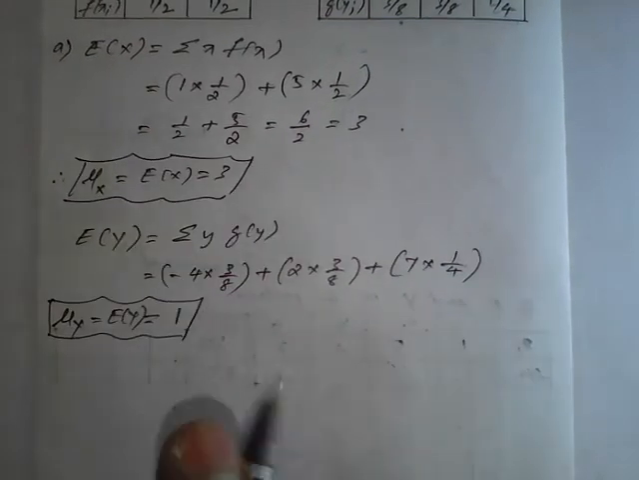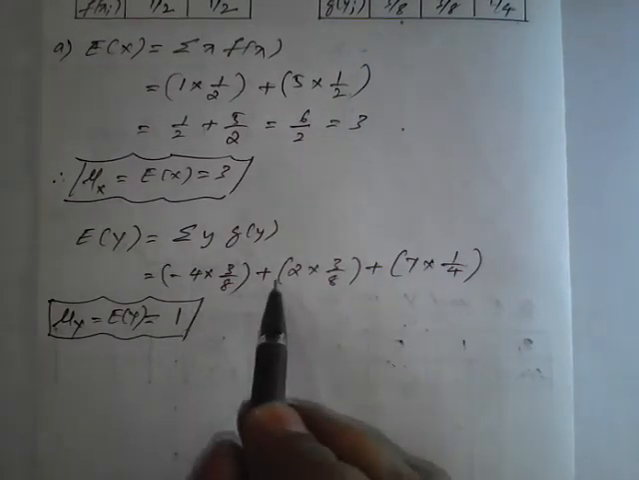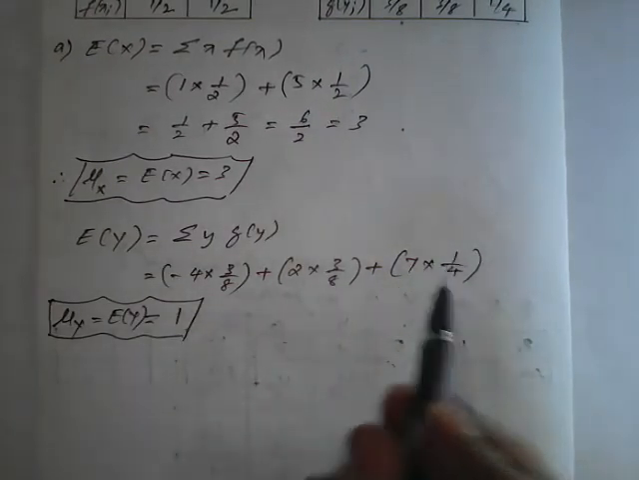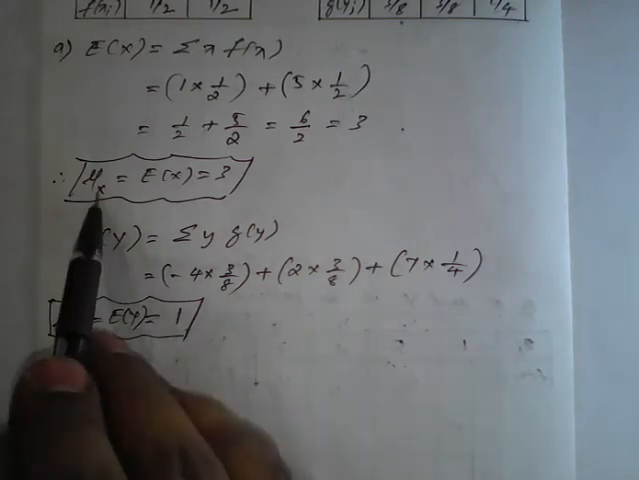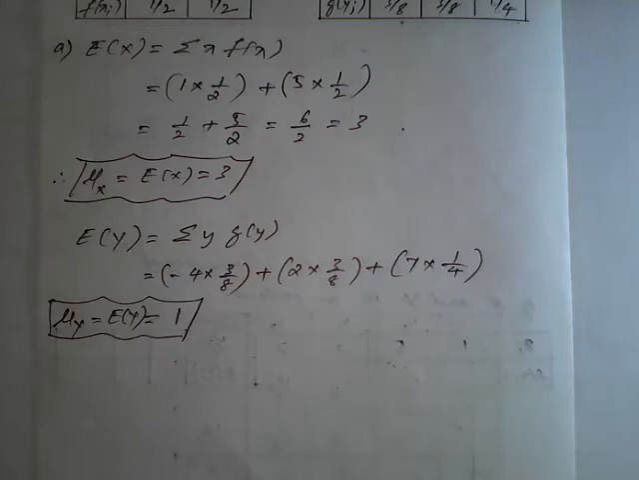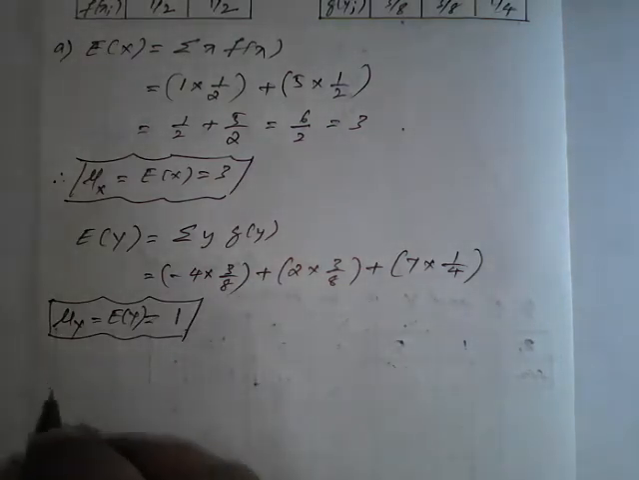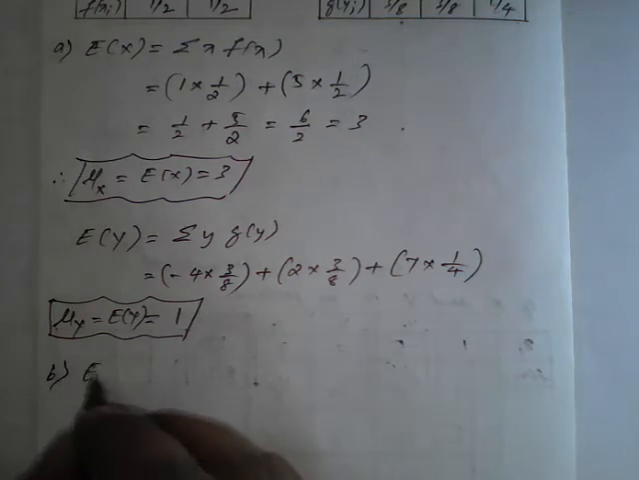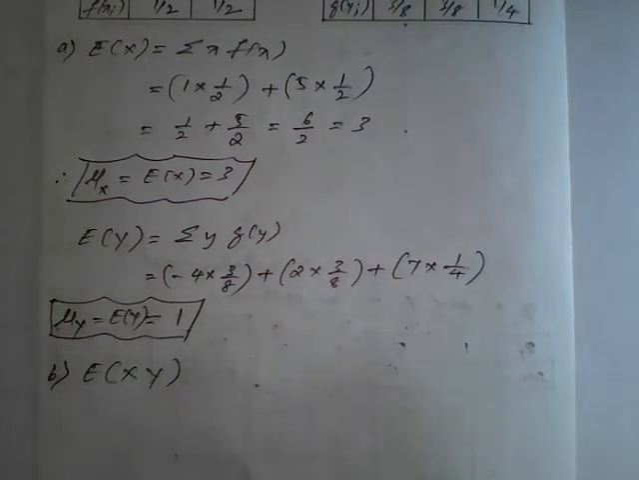If you calculate minus 4 into 3 by 8 plus 2 into 3 by 8 plus 7 into 4 by 8, you will get the answer 1. So we got mu of x and mu of y, that is, expectation of x and expectation of y. So the first result is completed. Now we will see the second result we need to prove: we need to calculate the expectation of capital XY.